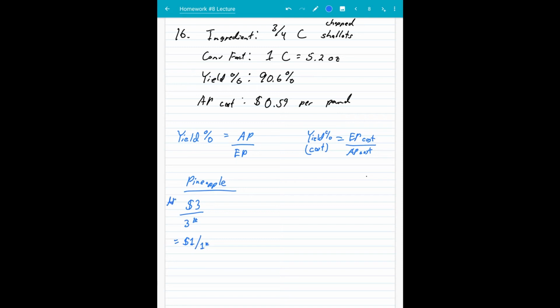Now this would be your AP. But once you chop it up and prep it, the yield on a pineapple, according to the Book of Yields, if we peel it, core it, and cube it, is 45.56%. So we take this 3 right here. We need to multiply it by 0.4556. That gives us a new number, 0.4556 times 3. That gives us 1.3668 pounds left over.